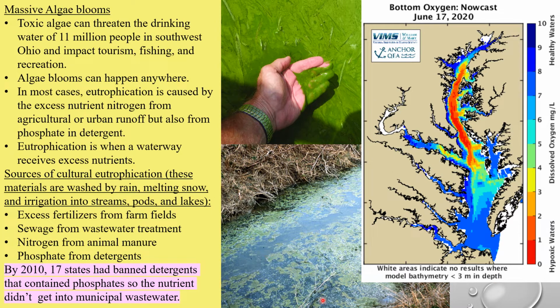Now, what are the sources that are causing all these nutrient inputs that lead to eutrophication? They're in the bullets right over here. So cultural eutrophication is anthropogenically caused. Cultural means by humans, okay? So it's not natural. So cultural eutrophication is where the runoff carries these excess nutrients. And the runoff can come from rain, snow that is melted, or irrigation from farmers. It goes into streams, ponds, lakes. Ooh, I didn't spell ponds, so I'm missing an n. But it comes from excess fertilizer, sewage from wastewater treatment, nitrogen from animal manure, and phosphates from detergents.